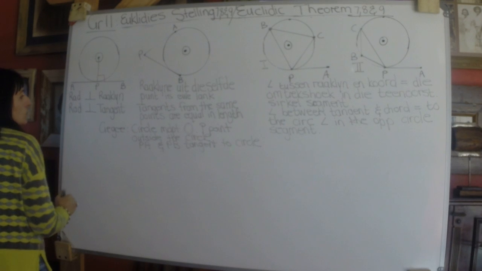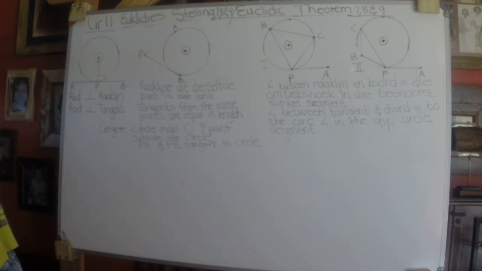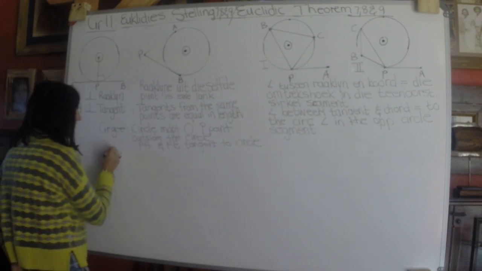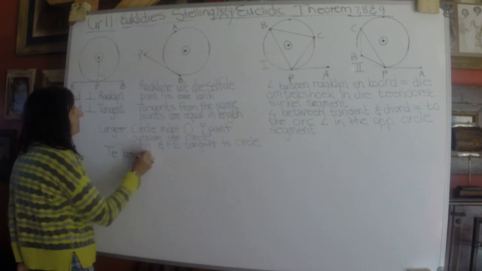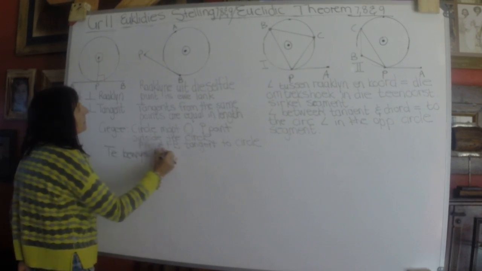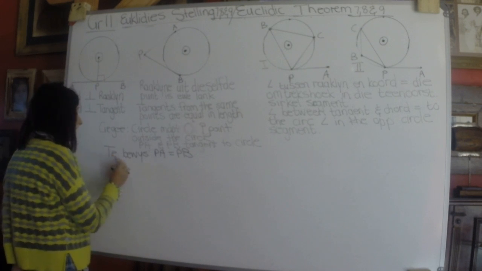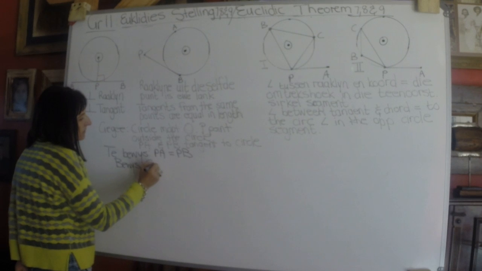And now, to prove, te bewys. Wat wil ons bewys? Ons wil doodgewoon bewys dat PA gelyk is aan PB. So om dit te kan bewys, gaan ons eers weer 'n konstruksie inteken. Construction.